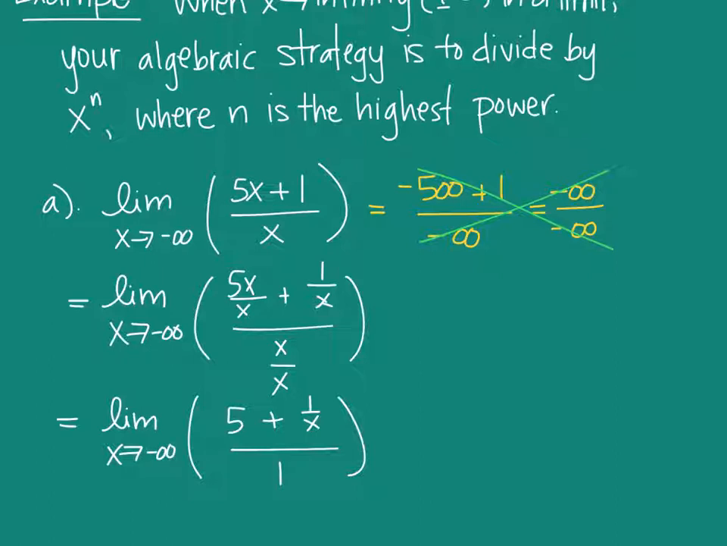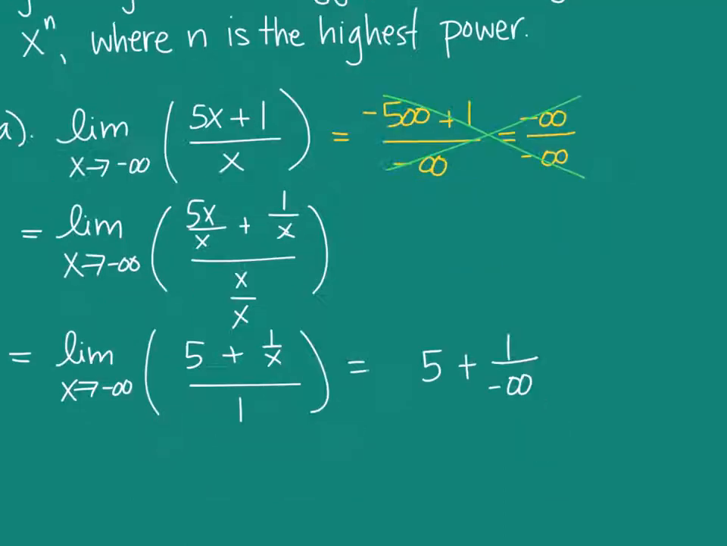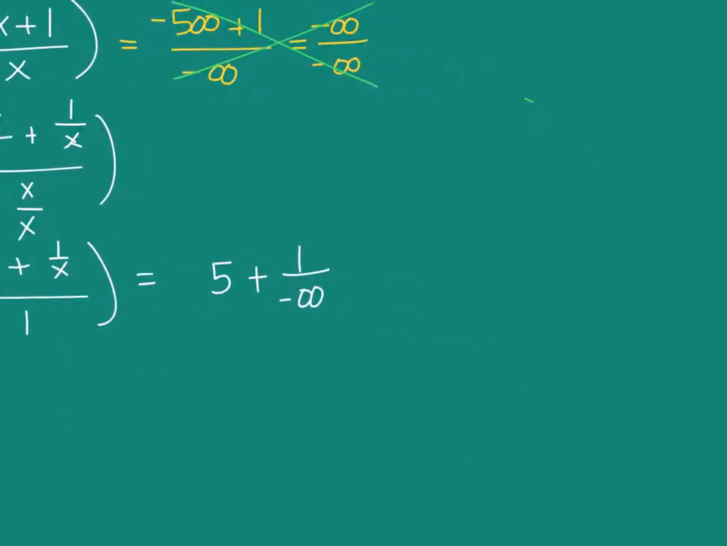All right, now I can plug that in. And when I replace the variable with the value, I can drop the limit notation, and I'll have 5 plus 1 over negative infinity. Well, how much is 1 over negative infinity? We just talked about anytime you divide by infinity, what do you get? Some kind of 0. What kind of 0 in particular? So this is 5 plus something very small, a negative number. What does that do to the 5?